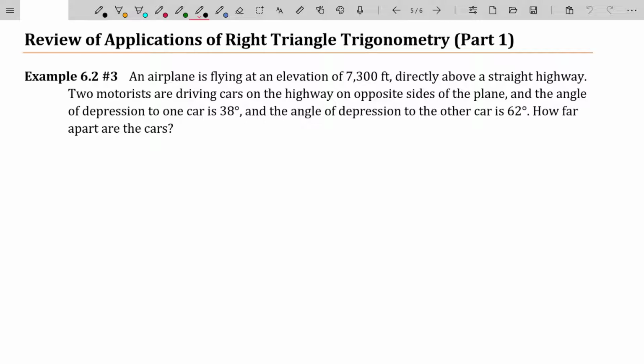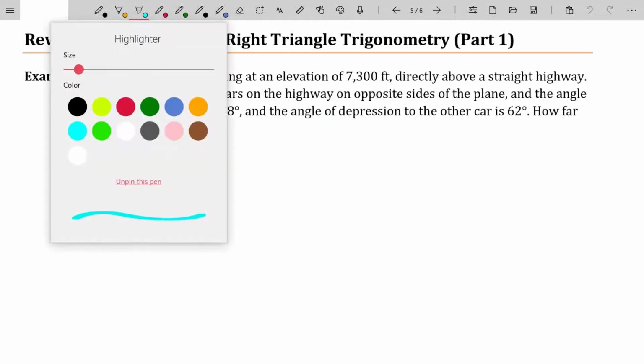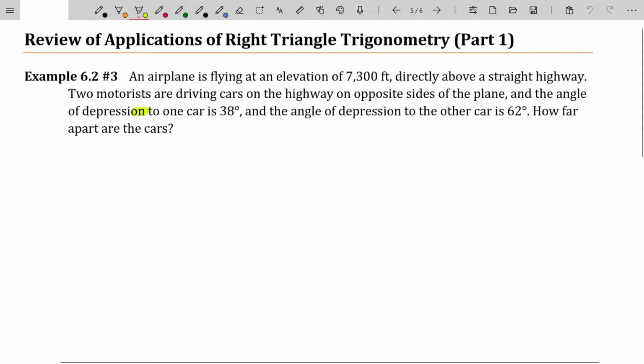All right. An airplane is flying at an elevation of 7,300 feet, directly above a straight highway. Two motorists are driving cars on the highway on opposite sides of the plane, and the angle of depression, that is going to be a very important phrase in all of trigonometry. So the angle of depression to one car is 38 degrees, and the angle of depression to the other car is 62 degrees. How far apart are these cars? Let's draw a picture of this situation.